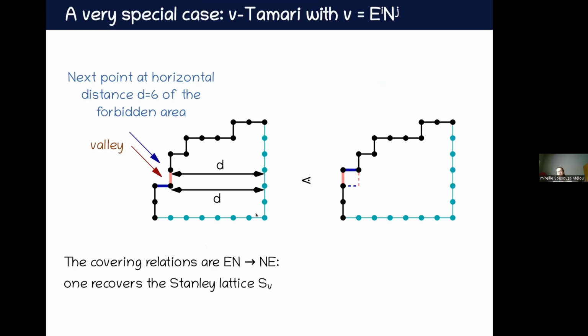Now there are, as I said, several natural choices for the base path. If I take a hook here, let's see what the covering relations are. So here is a valley. It's at distance d from the forbidden area. The next point that is at distance d is in fact just this one, just above the bottom of the valley. So in this case, I'm just replacing a valley by a peak, which is also the covering rule in the Stanley lattice. So for this v, the 2 lattices, Stanley and Tamari, are in fact the same.